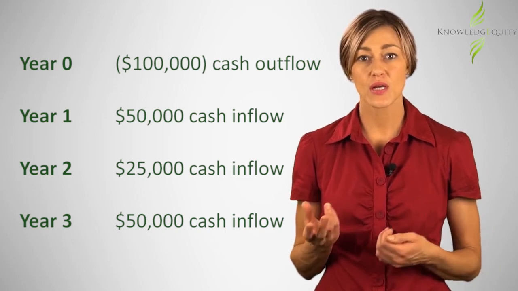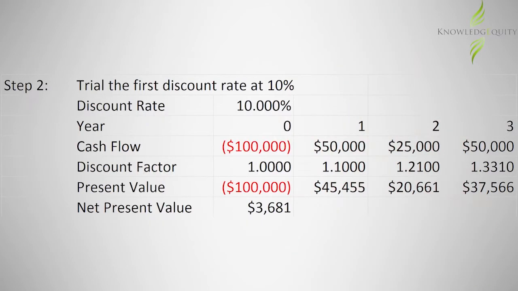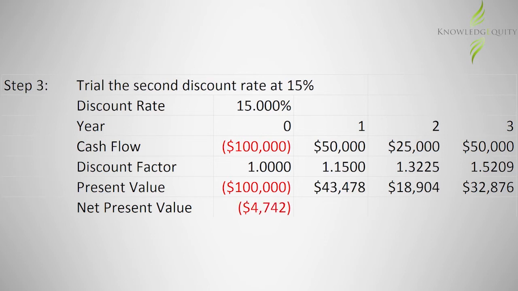In this situation, we might start with a discount rate of 10% and see what the result is. Using a rate of 10%, the NPV is positive $3,681. This suggests that the IRR is higher than 10%, as a higher discount rate reduces the present value of future cash flows. We would then trial another discount rate higher than 10%, say 15%.